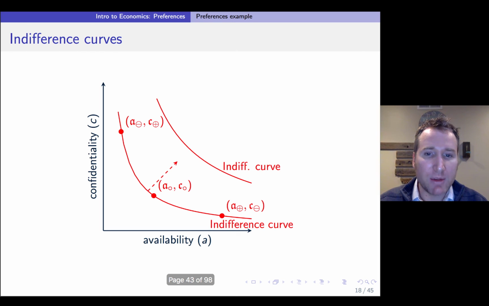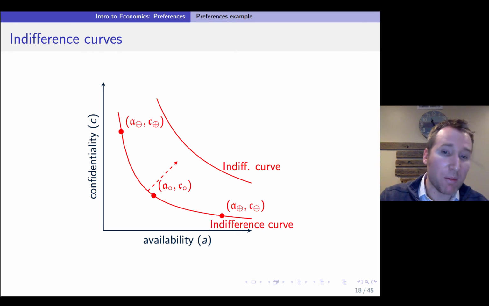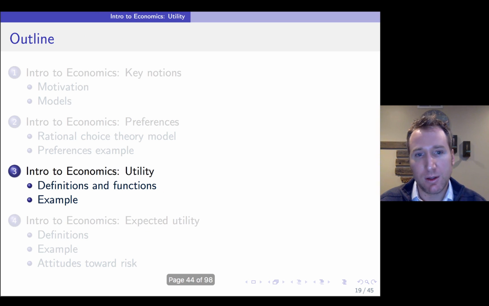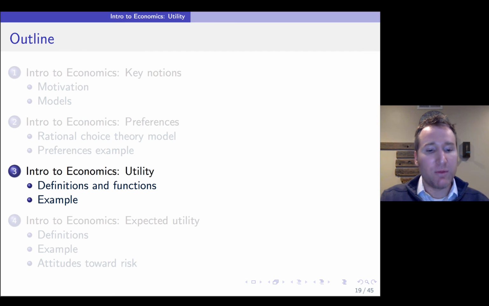Now, what happens if you have another indifference curve that's up and to the right, like we have here? Well, what you would say here is, because you're going up and to the right, meaning you're getting higher levels of availability and confidentiality, that is a curve that you must prefer to the other case. Okay, so if you can somehow jump from the lower indifference curve to the upper one, you've actually improved your outcome. You prefer any arrangement on that upper indifference curve to any arrangement on the lower one. All right, that should wrap it up for this video.